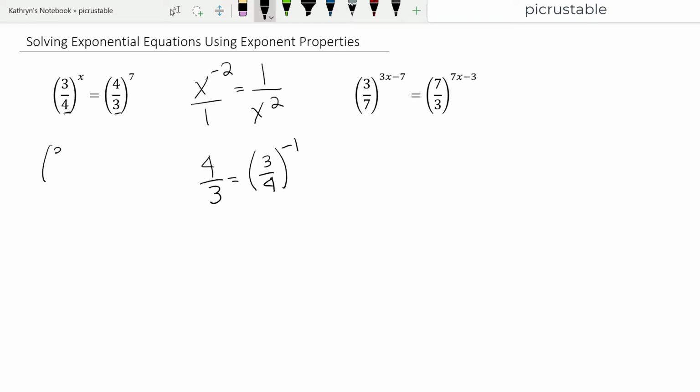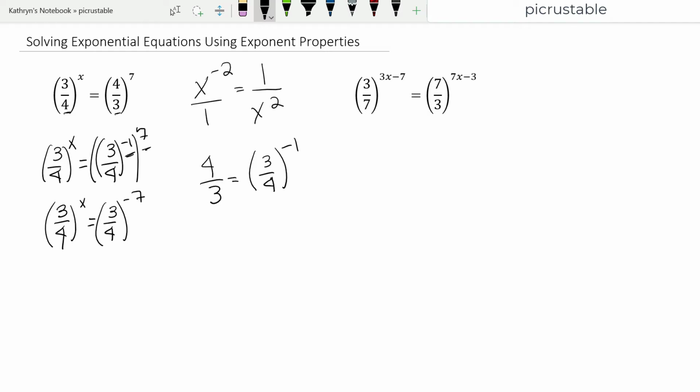Our 3/4 to the x is going to stay the same. But now, instead of writing 4/3, I'm going to write 3/4 to the -1, but it's still to the 7th power. Okay. The left side, I'm going to leave alone for just a minute, 3/4 to the x. But I know when I have a power to a power, I can multiply. So this is going to give us 3/4 to the -7.